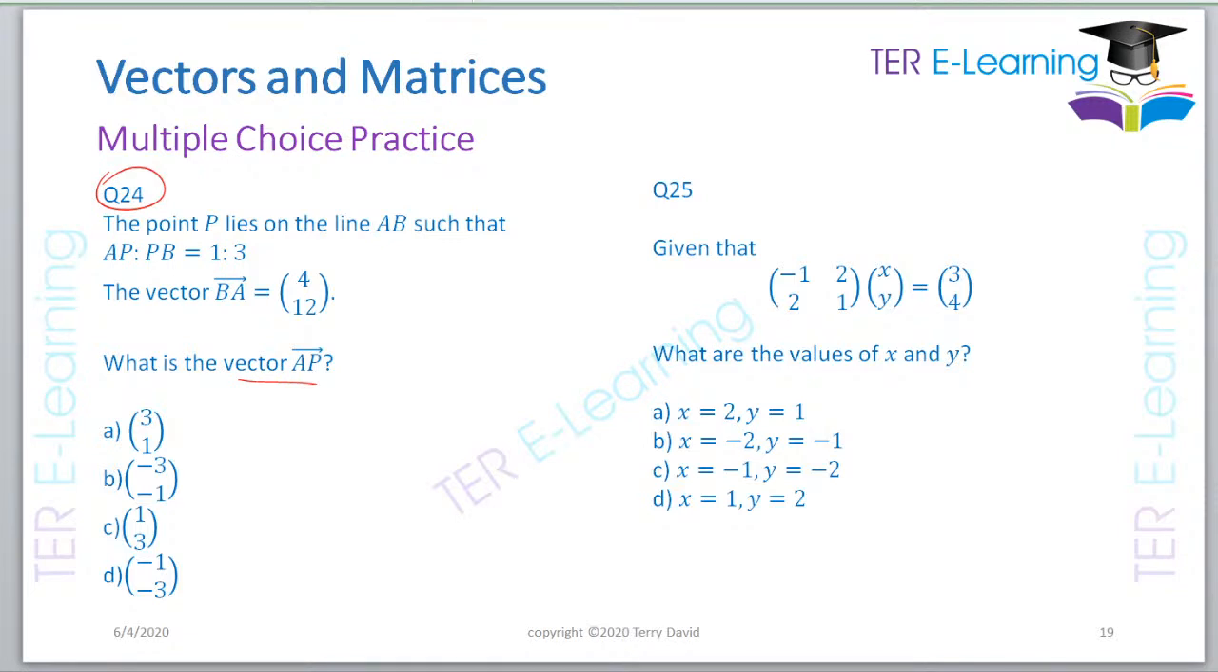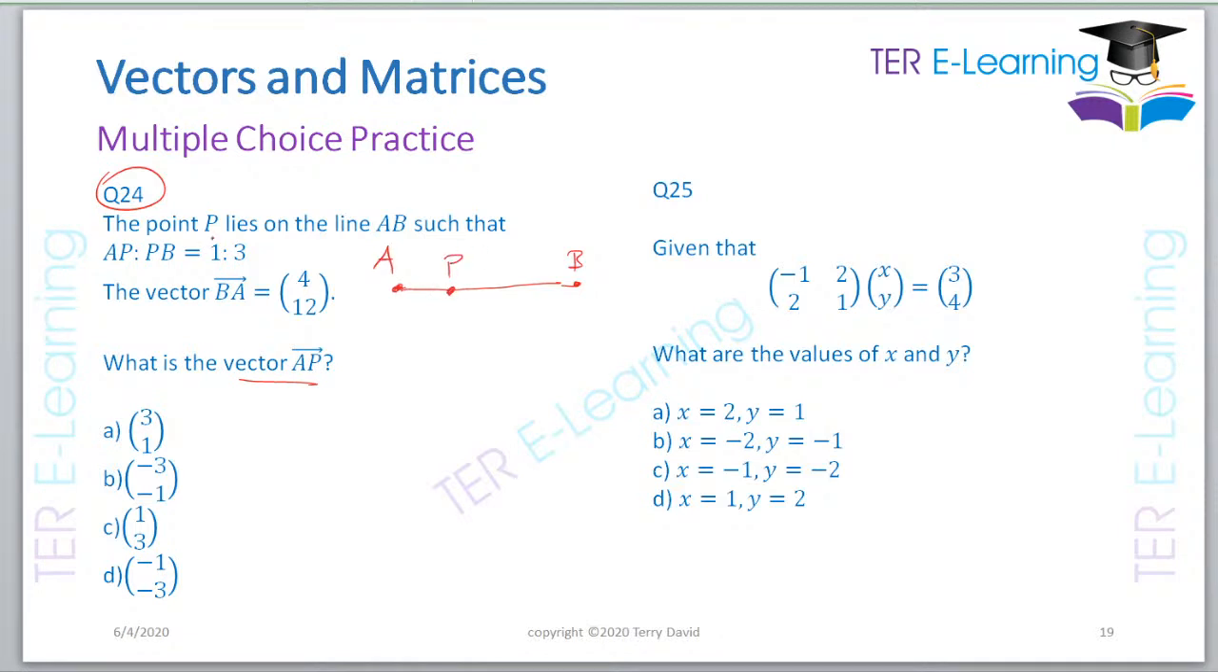All right, so I'm seeing a lot of D's. I'll go through the working out real fast. So we have AB. So this is A, and this is B, right? So this is a line AB. And the point P is such that the ratio is 1 to 3. So this point here is a point P.